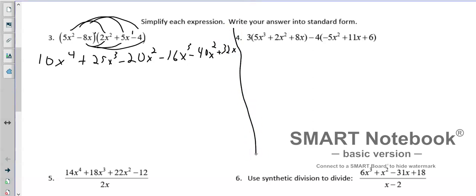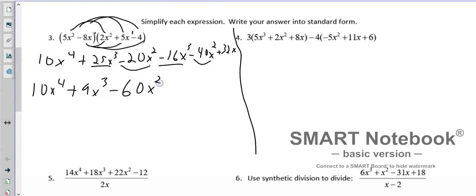Now, to clean it up, there's only one x to the 4th. X cubed and x cubed, so 25 minus 16 is 9. X squared and x squared, minus 20 minus 40 is minus 60. And then the 32x. And that is already in descending order, so it is in standard form.